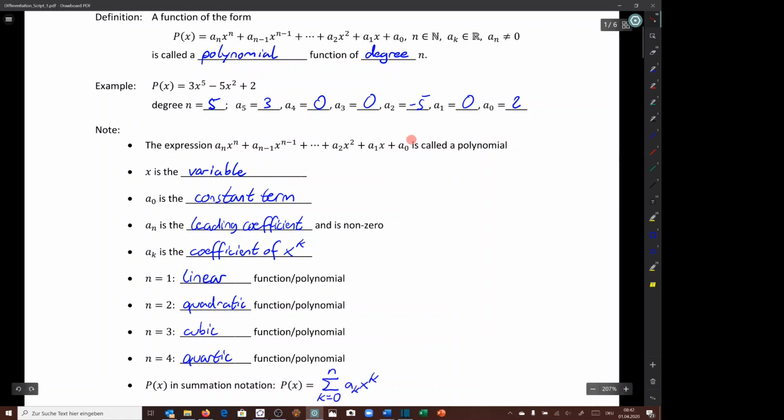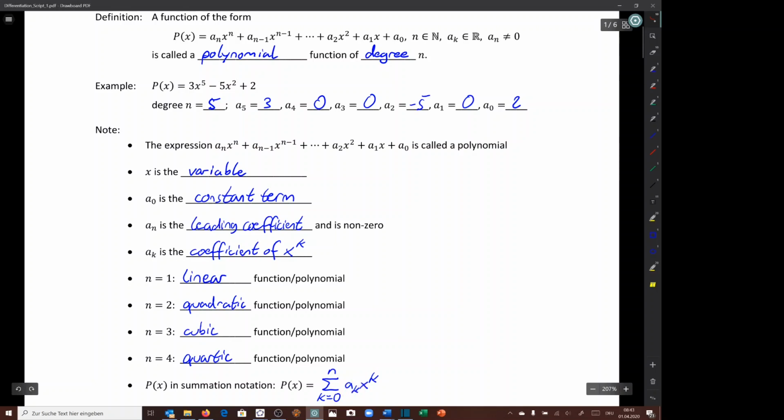We can write this expression here more short and more correct in summation notation. This means using the sigma. This here means just sum up the terms ak times x to the power of k for k going from 0 to n. So for k being 0, we have a0 times x to the power of 0. X to the power of 0 is 1, so we get just a0.